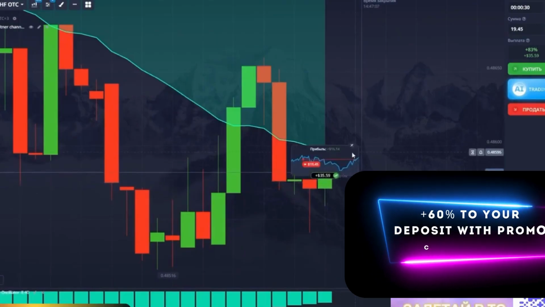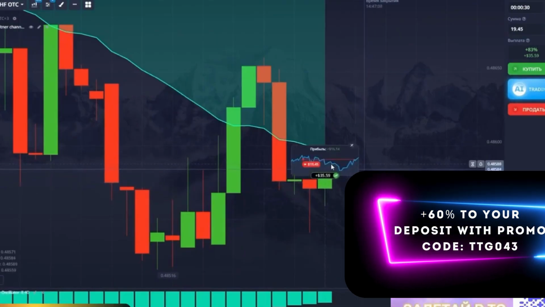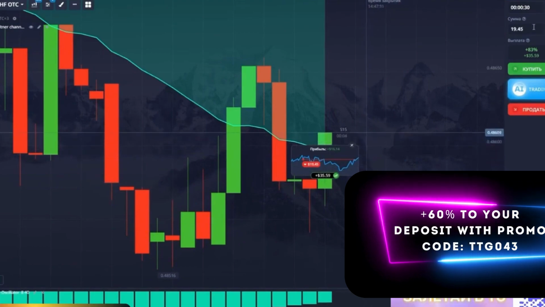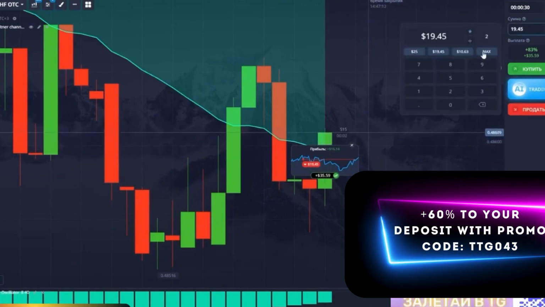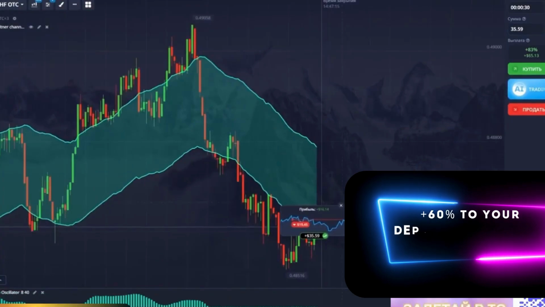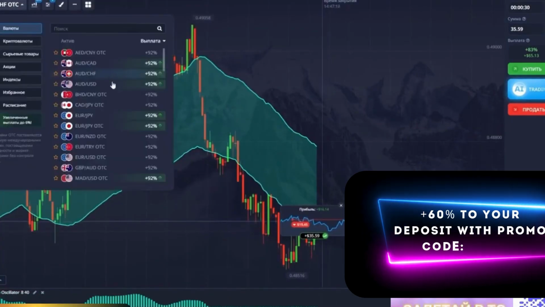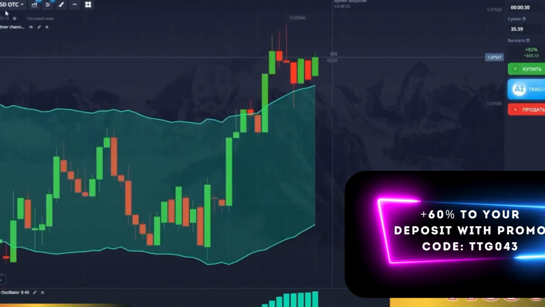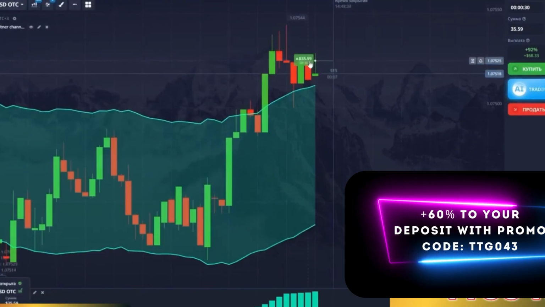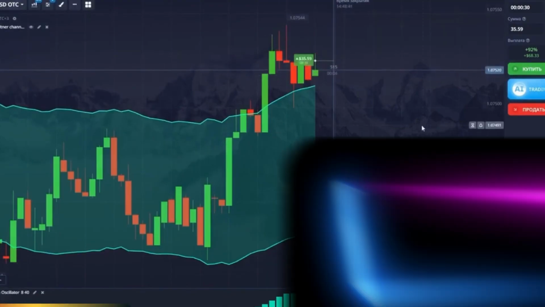So the second trade also closes in profit. The ending was a bit nerve-wracking, but overall, we finished in the green. We increased the trade amount to the entire deposit, hit the max button, and move on to the next currency pair. After 2 wins, we switch to another currency pair. The next currency pair is EUR-USD. Here, I open a buy trade for 30 seconds with an amount of $35.